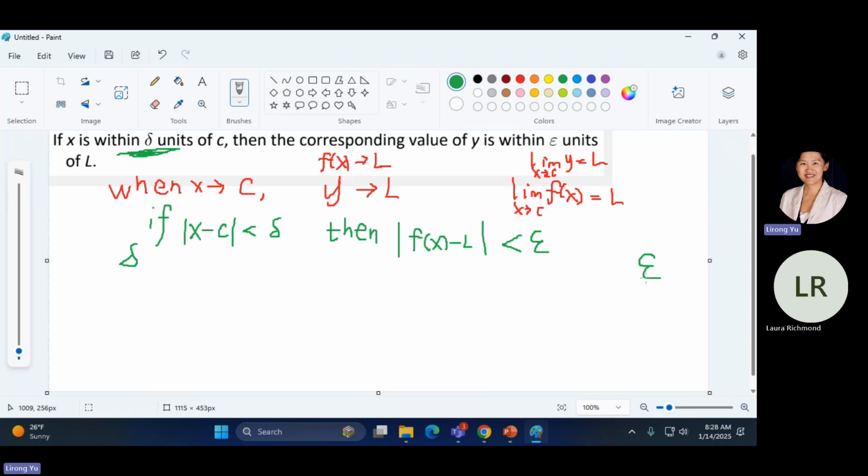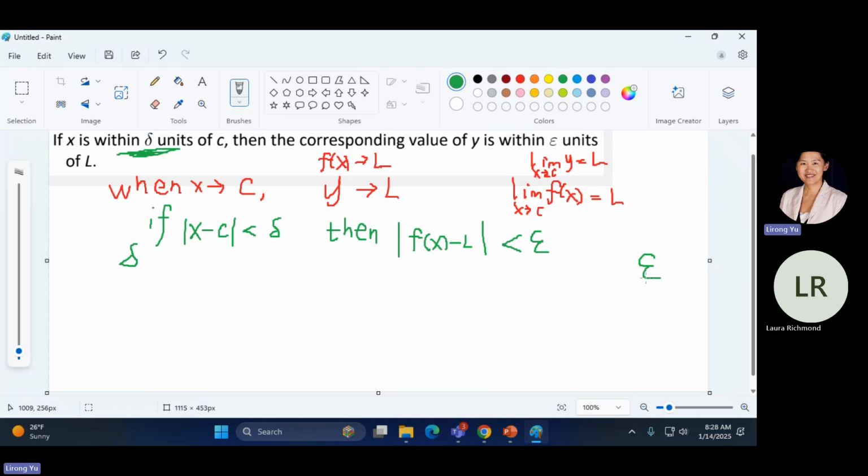So this definition is saying, suppose the input value is really close to c, then the output value is really close to L. That's how we can tell that the function has a limit, and that limit value is L.